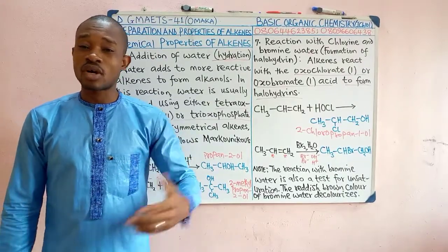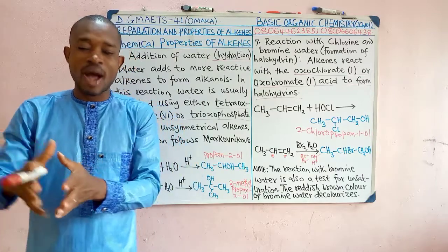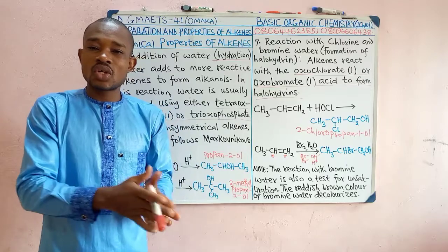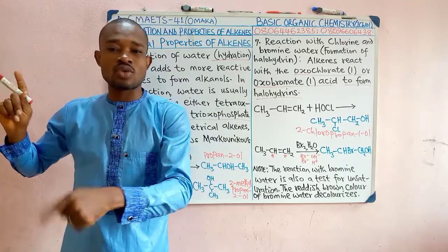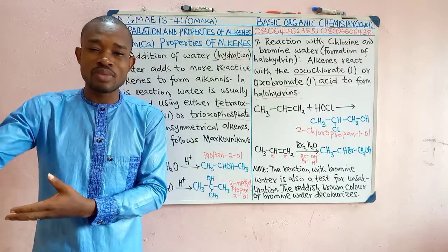This second reaction with bromine water is very, very important because it's actually used to test for unsaturation. Is that okay? For example, if alkenes pass through bromine water, the color is reddish brown, just like we treated when we carried out the reaction of alkene with hydrogen. We talked about bromine there.